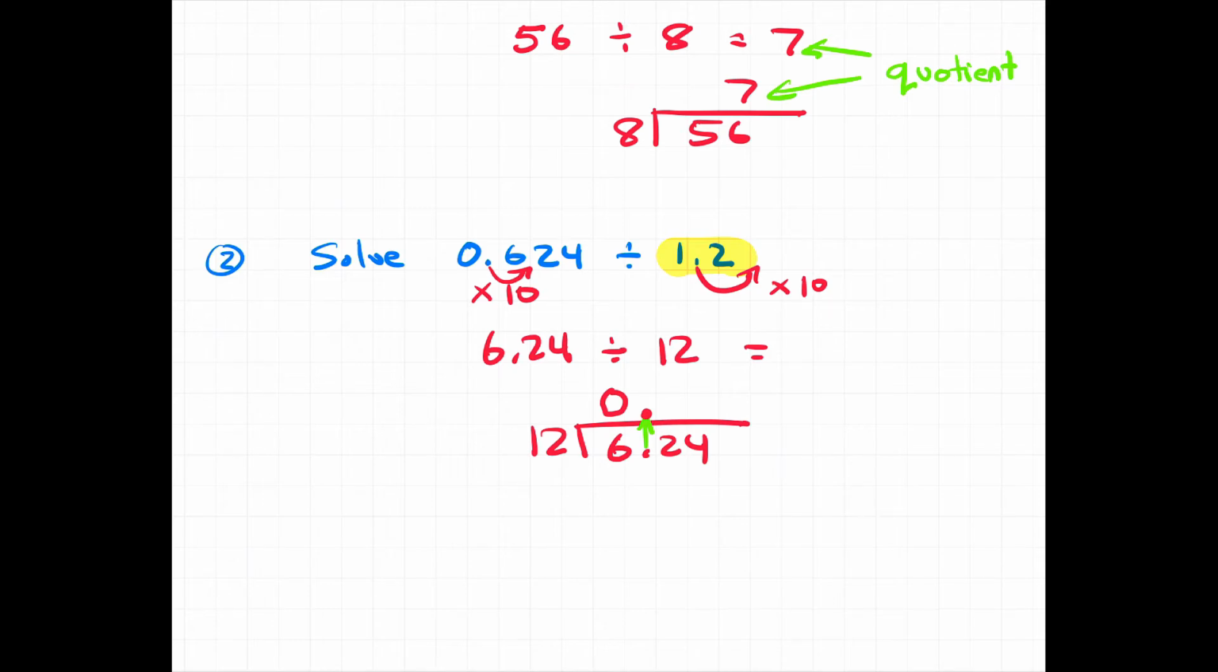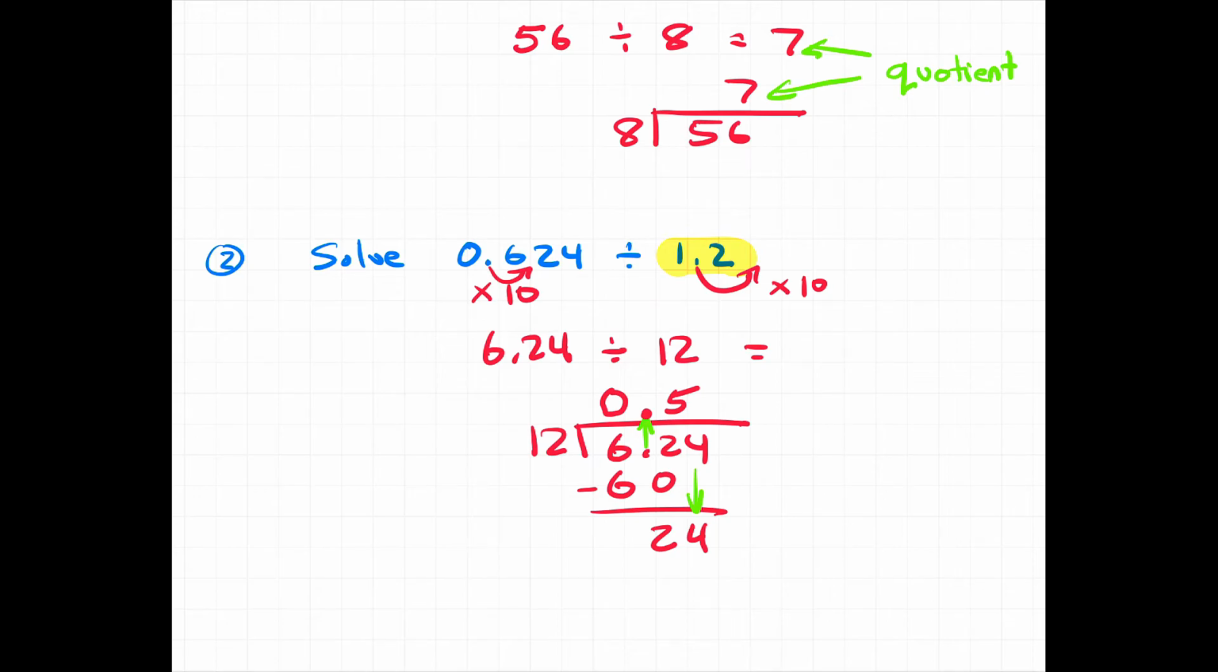So now what I need to do is take a look at the two numbers. Does 12 divide into 62? Well, yes, it does. It goes in there 5 times. What is 5 times 12? It is 60. Now what I need to do is I need to take 62 and subtract 60 from it, and I'm left with 2. Then I need to bring this 4 down and place it right there.